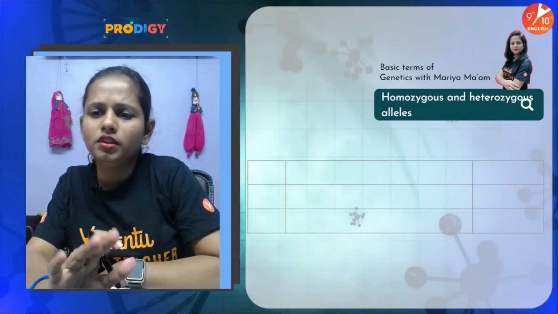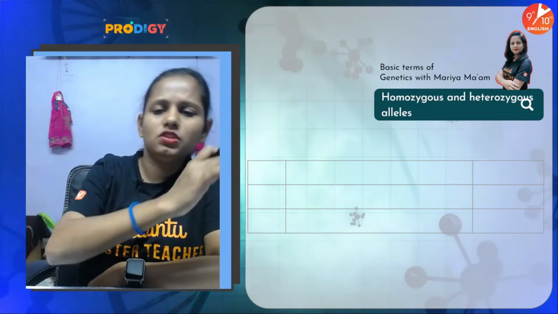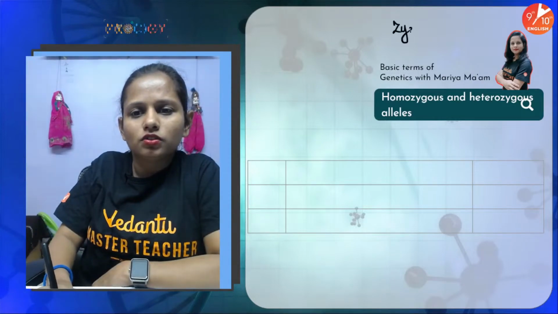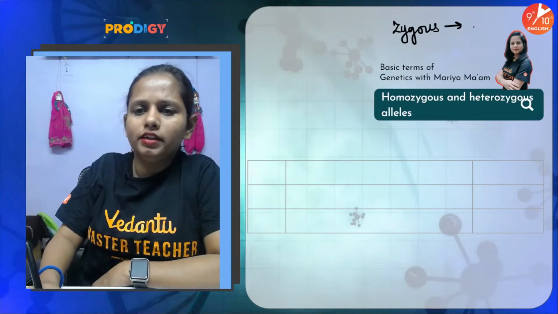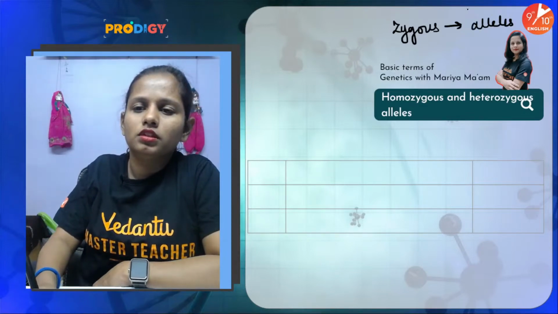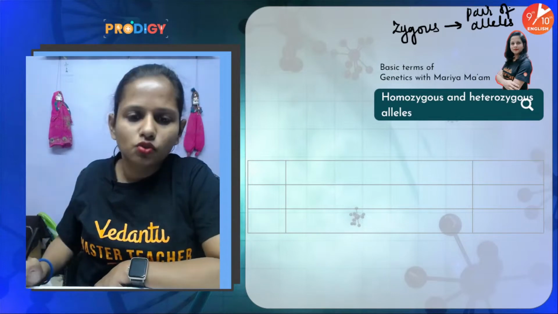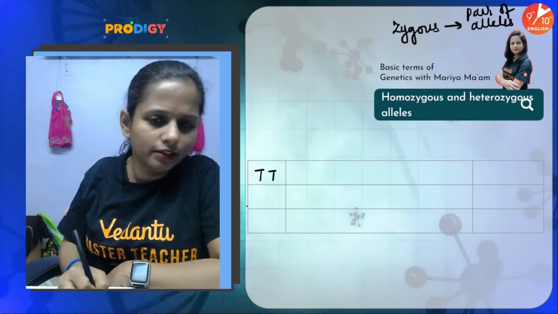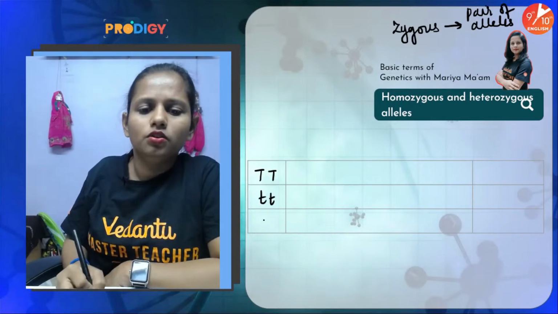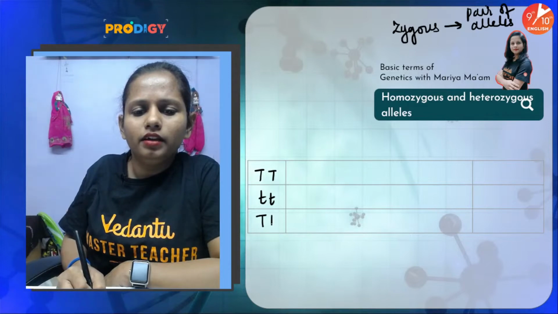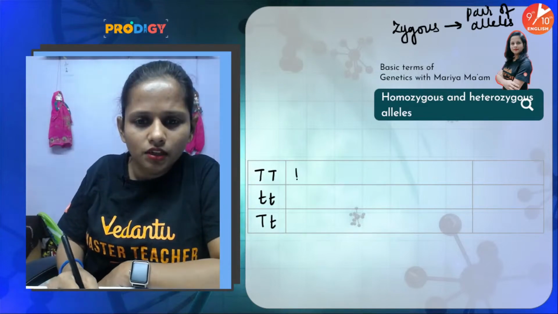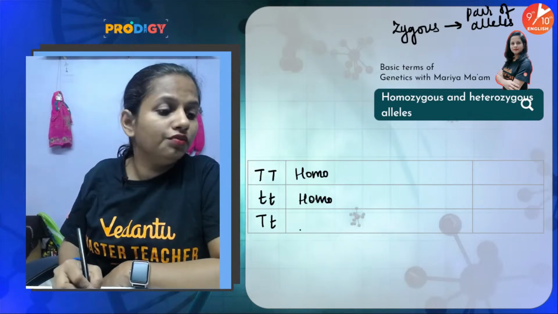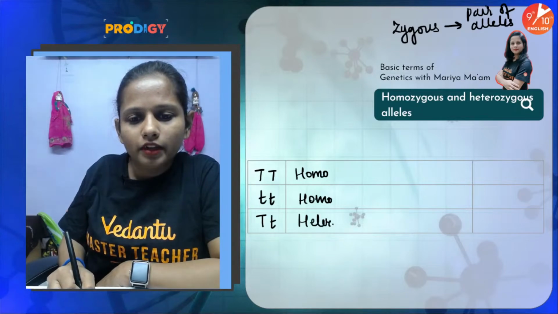Now, let's see homozygous and heterozygous. Zygous always pertains to alleles, a pair of alleles. So, let us write down. Both the genes can be similar, capital T, or maybe small t, or it can be capital T and small t. If they are similar, we call it homo. If they are different, we call it hetero.